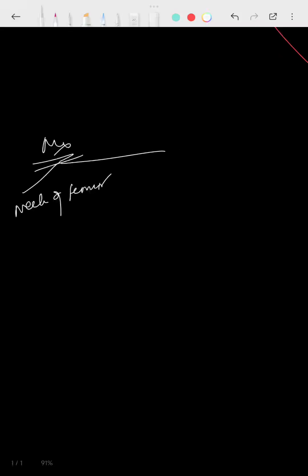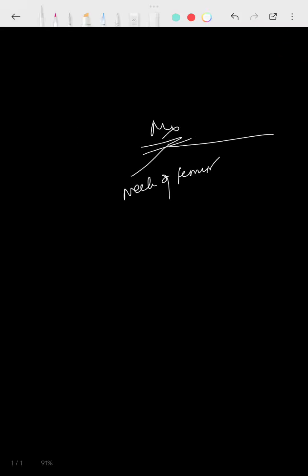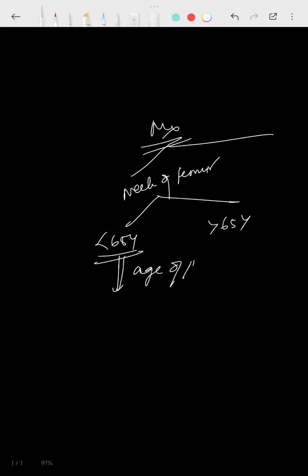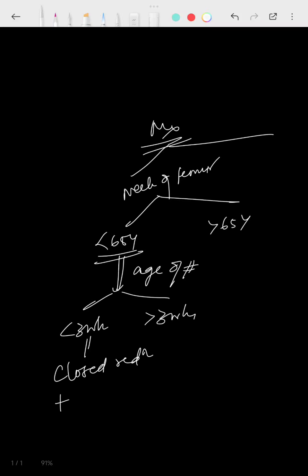Management is relatively interesting. When we talk about management, you need to remember it is based on age. First, let us discuss neck of femur fracture management. Then let us go to intertrochanteric fracture management. In neck of femur fracture management, you divide it based on age, whether they are less than 65 years or more than 65 years. Less than 65 years, again you divide it by age of fracture, whether it is less than 3 weeks or more than 3 weeks. If it is less than 3 weeks, then you do closed reduction with internal fixation with cannulated cancellous screw.